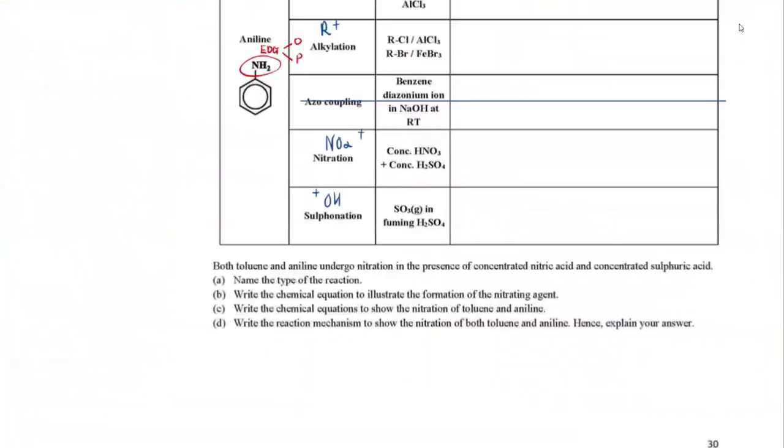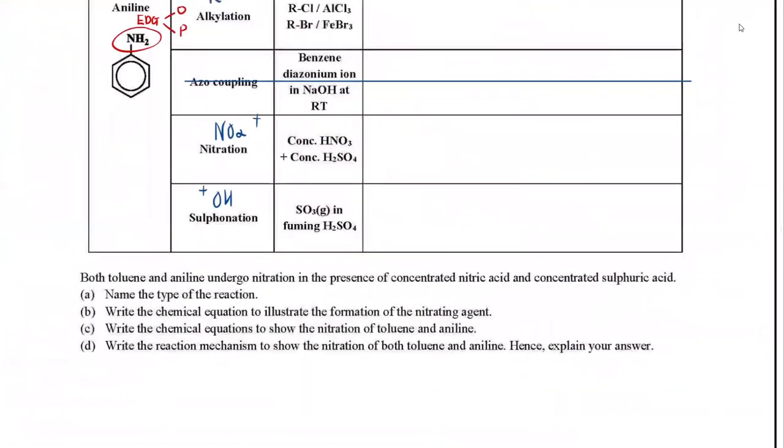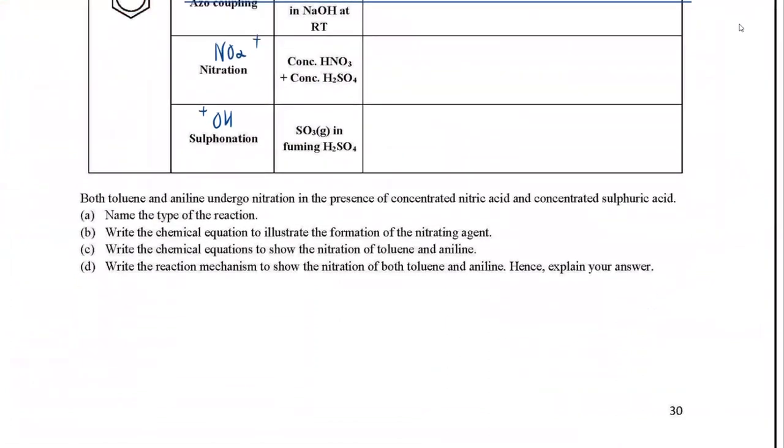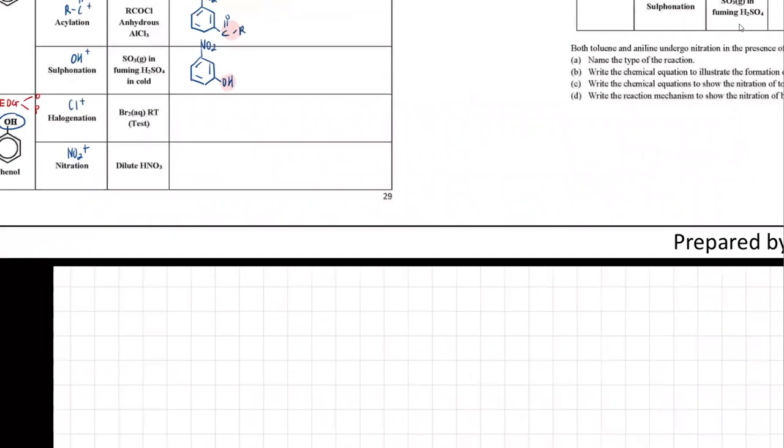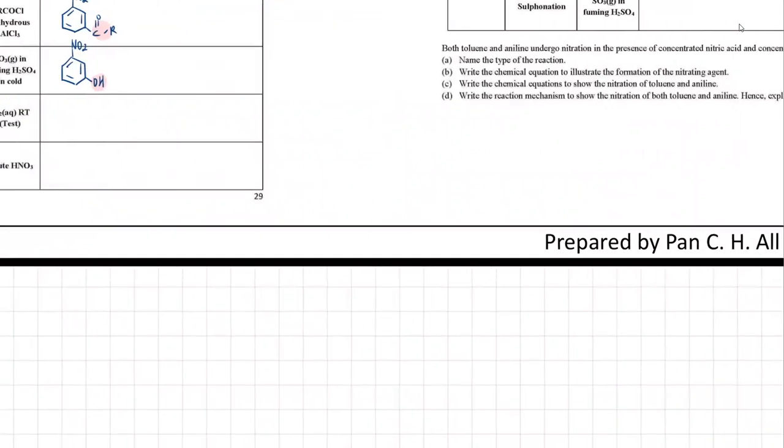This one: both toluene and aniline undergo nitration with concentrated nitric acid and concentrated sulfuric acid. So name the types of the reactions. Okay, blah blah blah. So this one, we are going to study this. What is the structure given just now? It is nitrations of aniline and toluene.